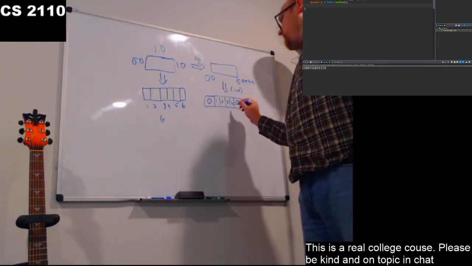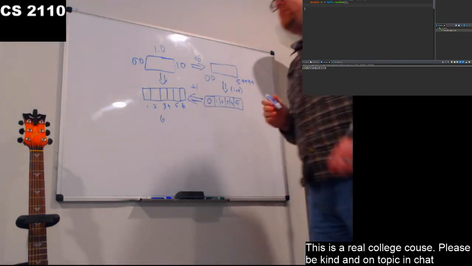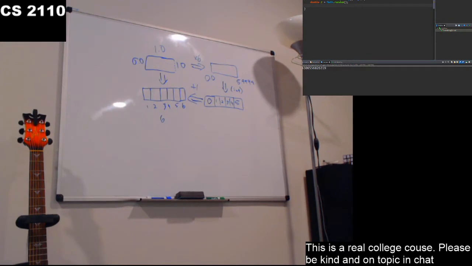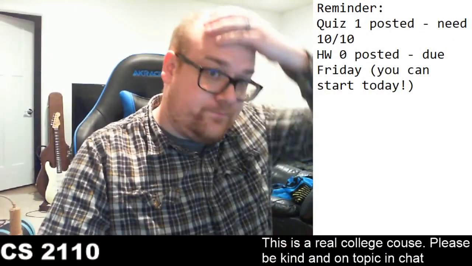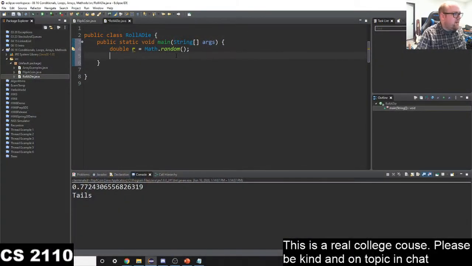So how do I get from here to here? Simply add 1. You want to roll a die using a random number generator? This is the basic process you would use. So let's go ahead and write that.